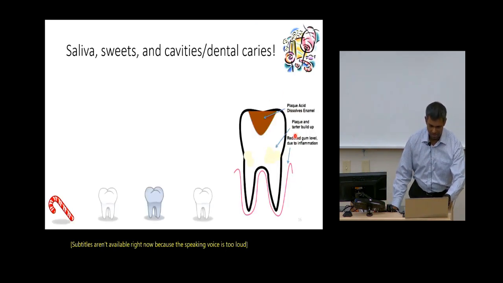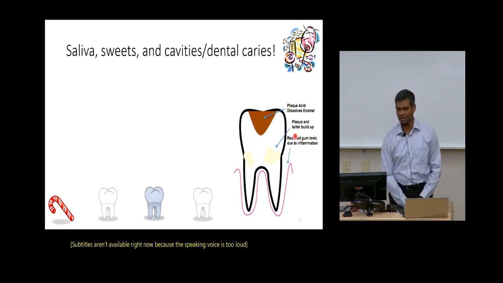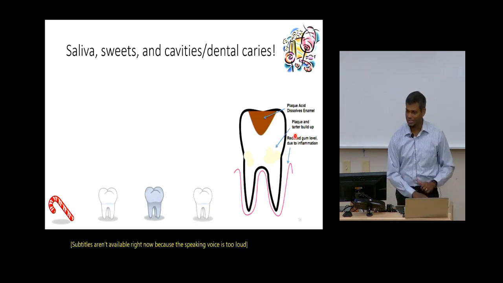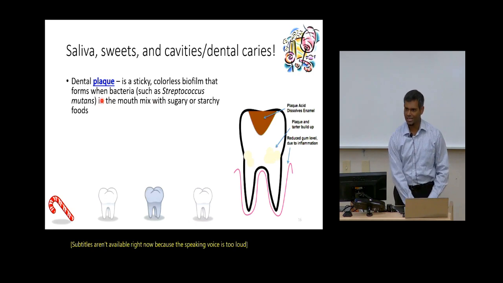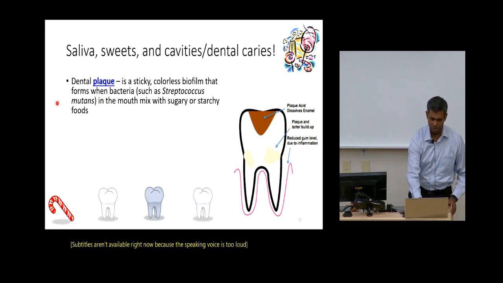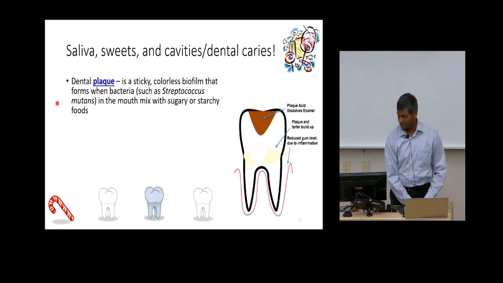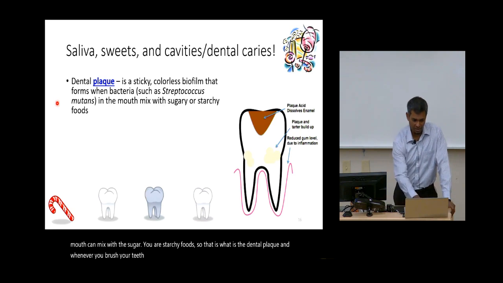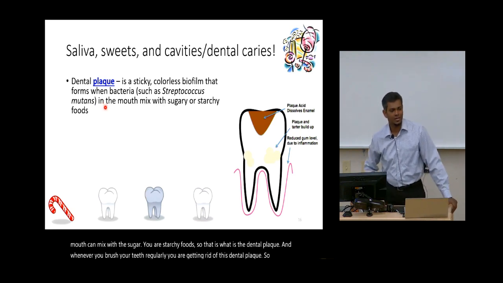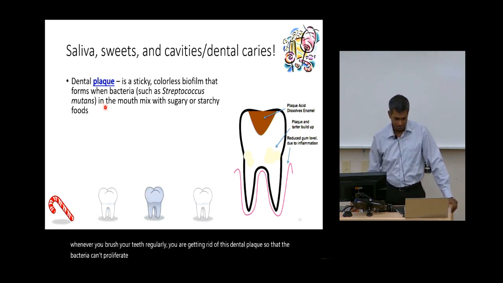But let's consider what is the mechanism behind why having too much sweets could lead to dental caries. So dental plaque is the sticky colorless biofilm which will form when the bacteria in the mouth can mix with the sugary or starchy foods. So that is what is the dental plaque. And whenever you brush your teeth regularly, you are getting rid of this dental plaque so that the bacteria can't proliferate and multiply.